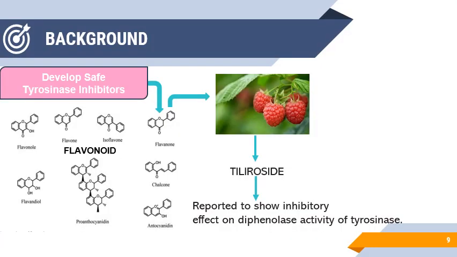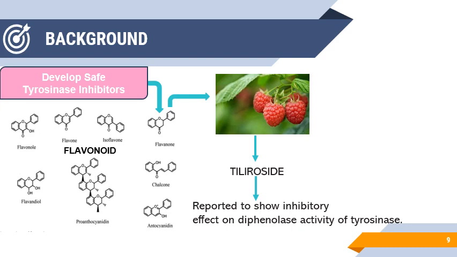Safe tyrosinase inhibitors can be found in nature, like flavonoid compounds. Flavonoid compounds can be sourced from the raspberry. Raspberry, the fruit of Rubus chingii, has been used traditionally to treat spermatorrhea and gonorrhea. From the raspberry, we can obtain Tiliroside, an acylated flavonoid of Rubus species.